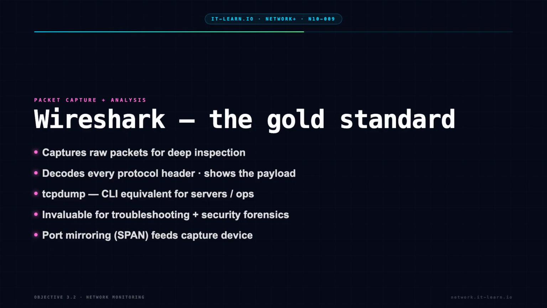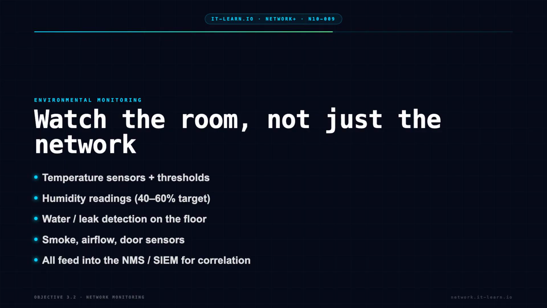Packet capture and analysis involve capturing actual network packets for detailed inspection. Wireshark is the most popular tool for packet analysis. Packet capture allows you to see exactly what is happening on the network at the packet level. This is invaluable for troubleshooting complex issues, analyzing protocol behavior, and investigating security incidents. Port mirroring, or span, on a switch is used to copy traffic to a monitoring port for capture.